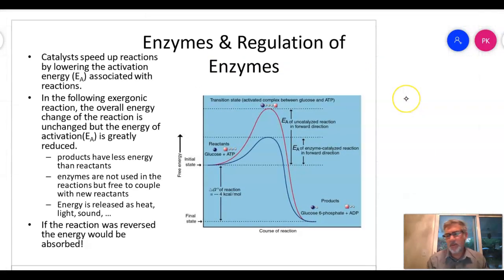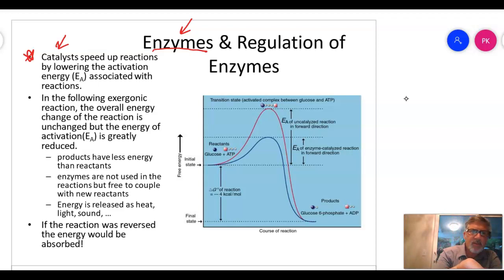So we'll come down here. Enzymes and regulations. Now we're ready to talk about enzymes. Enzymes are catalysts. Catalyst is the chemistry word. In biology, we call catalysts enzymes. They speed up reactions by lowering the activation energy.